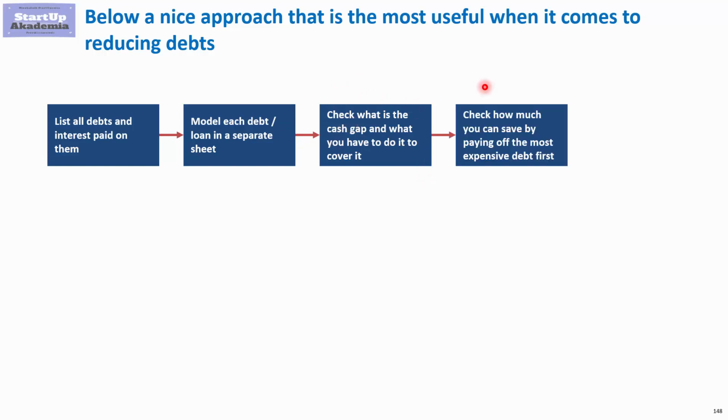And finally, check how much you can save by paying off the most expensive debt first and list the actions you have to do in order to achieve that. The payment of the most expensive debts can be done through a few sources. One we have mentioned is simply saving money and then using the savings to pay the expensive loan. But bear in mind, obviously, not to lose liquidity.